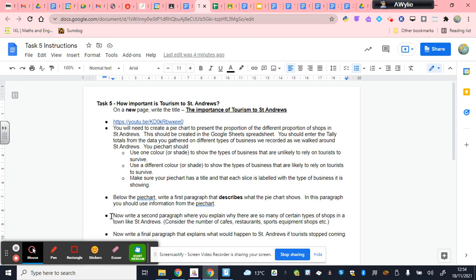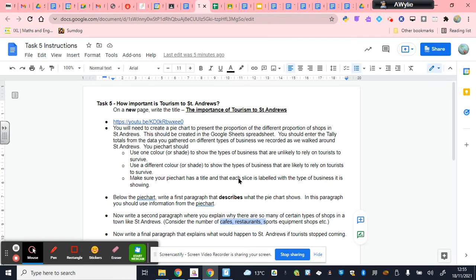Okay. We're now on to the second bit. You've now described the different types of businesses and what are the most common, and you've also told me whether there are more tourist businesses or not. You now have to write a second paragraph that explains why there are so many certain types of shops in St Andrews. So, why are there a certain number of cafes, restaurants? Why are there certain numbers of golf shops? Why are there certain numbers of whatever your data goes with?